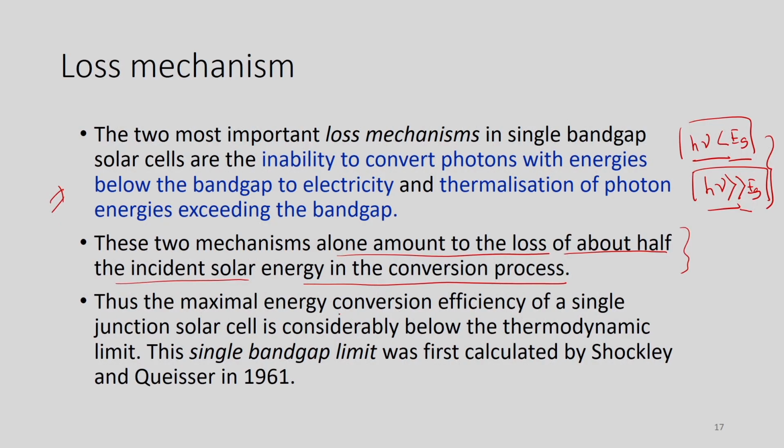Thus, the maximal energy conversion efficiency of a single junction solar cell is considerably below the thermodynamic limit, okay. So, this single band gap limit was first calculated by Shockley and Queisser in 1961. That is how it is known as the Shockley-Queisser limit or cell limitations or cell losses, okay. So, these are the primary losses. It involves a lot of analysis. Sometimes we can show how this thermodynamic limit can be calculated, and why this is so, and we can mathematically prove it as well.